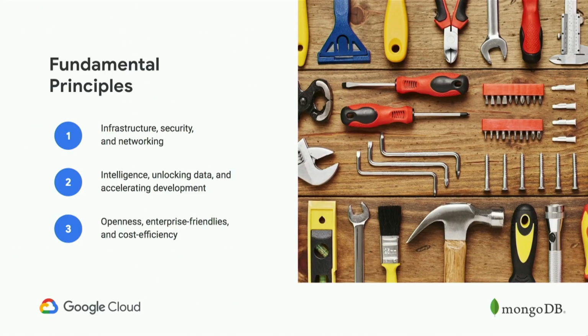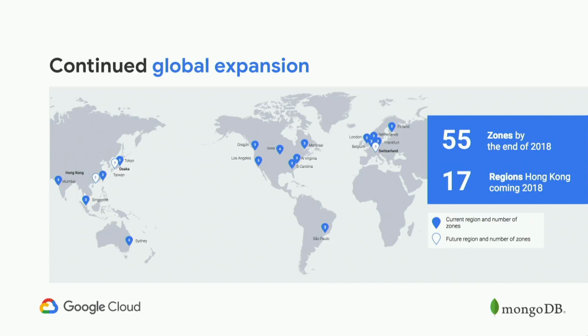And Google Cloud Platform is really built on these 3 fundamental principles that you can see on the screen. Our focus is really building a great tool so that you can focus on the work that is really impacting your business. We continue to expand globally. We have 55 zones available by the end of 2018 and 17 new regions. Hong Kong is coming very soon this year.